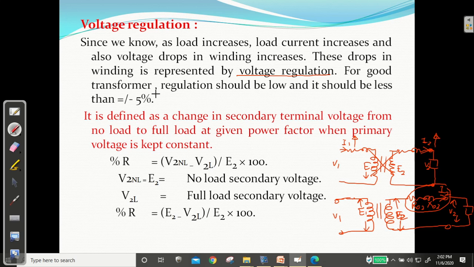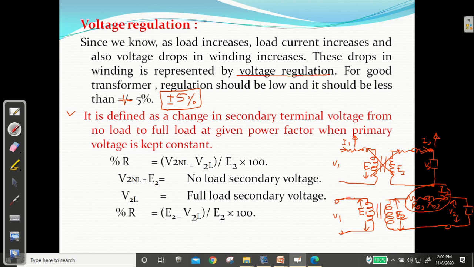For a good transformer, regulation should be low, and it should be less than plus or minus 5%. So it should be less than plus minus 5%, as per Indian standard rule. Regulation should be less than plus minus 5%. It may be plus, it may be minus also. Clear? So we'll discuss why, how it is possible.